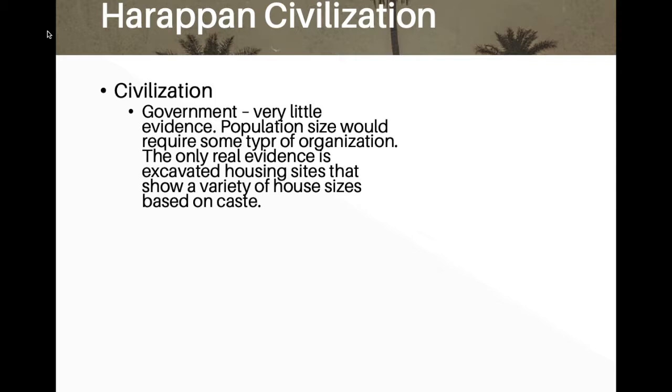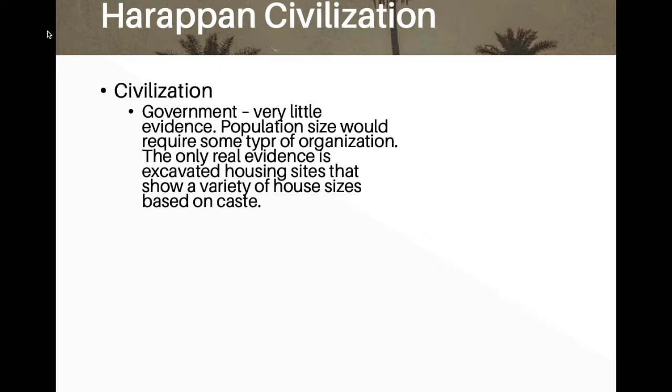The population size required some type of organization. That's a typographical error on the screen there. Some type, not typer. Some type of organization. Because the archaeological digs that they do have, evidence they do have, there are housing sites that show a variety of house sizes. And so the poorest would live in the very small houses, the one-room house, while a larger house would be for someone of higher importance, maybe a government official or some sort of person that would rule.